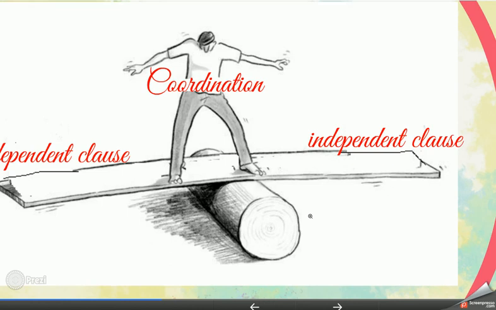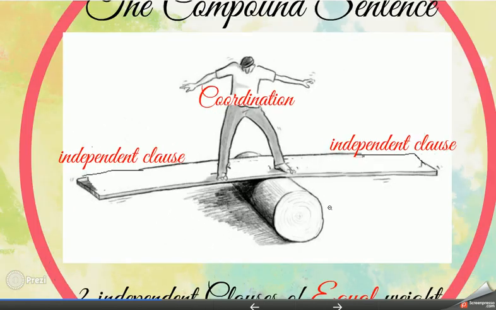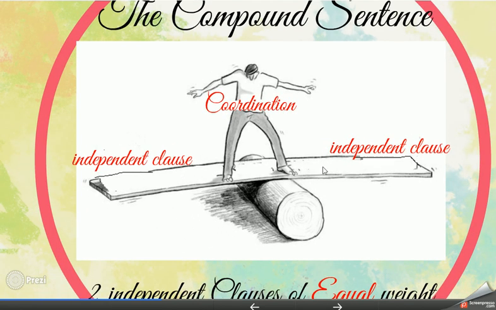When we have a compound sentence, then we have two independent clauses. See, this is one, this is two independent clauses. However, they have to be of equal weight. They have to be of equal importance. Two independent clauses of equal weight. I hope this simple drawing can explain the idea.